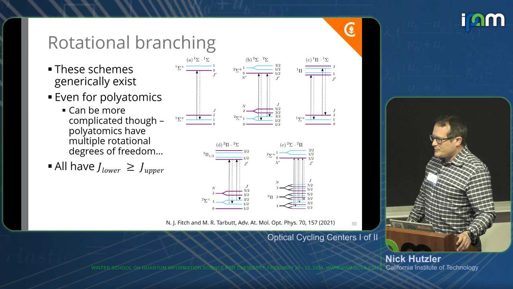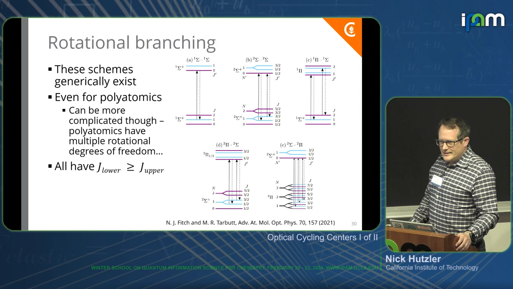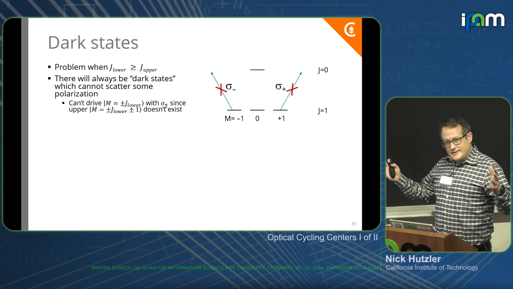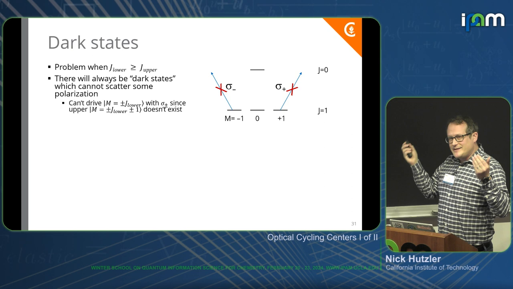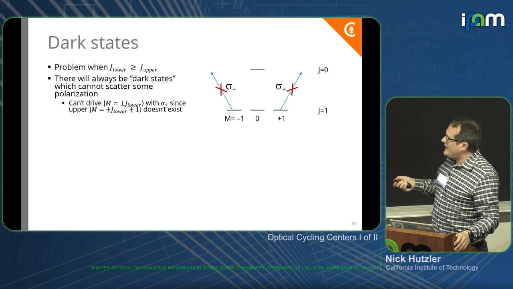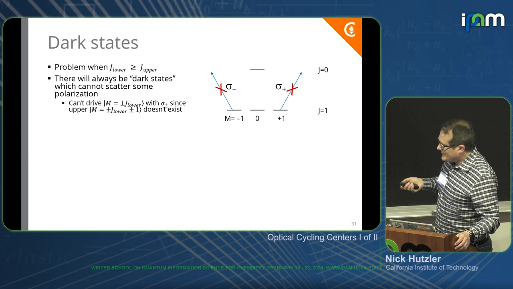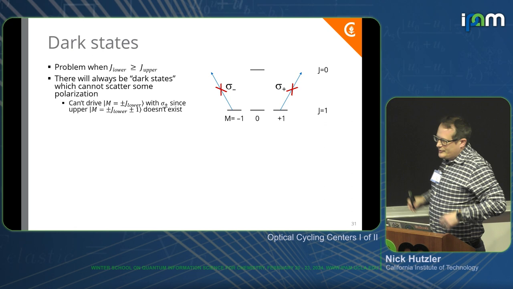As soon as you point that out to someone who shoots lasers at atoms and molecules, they get very sad, because there's a problem when you do that, which is dark states. Whenever you have more angular momentum in the ground state than the excited state, there are always dark states, meaning there are states that can't scatter laser light of some given polarization. A simple example of this is if you go from J equals 1 to J equals 0. I haven't discussed selection rules for polarized light, so if you don't know what they are, just trust me.